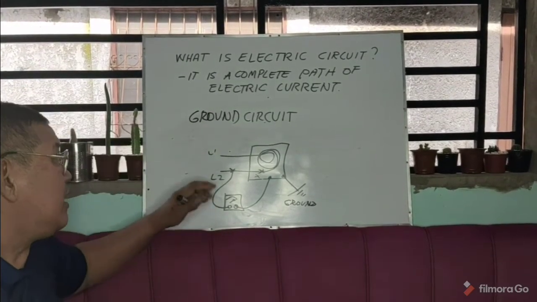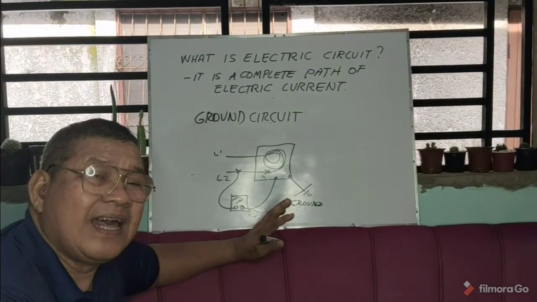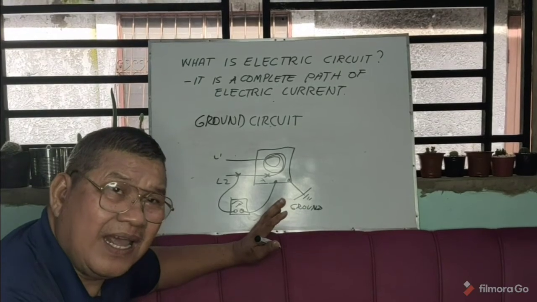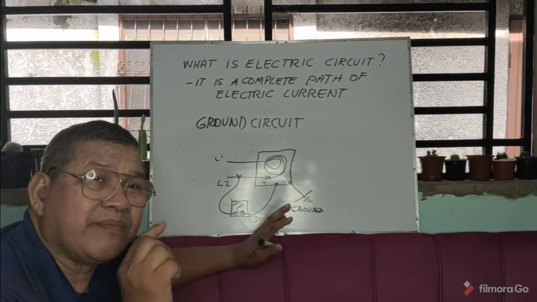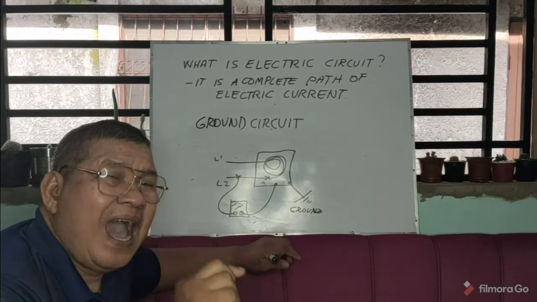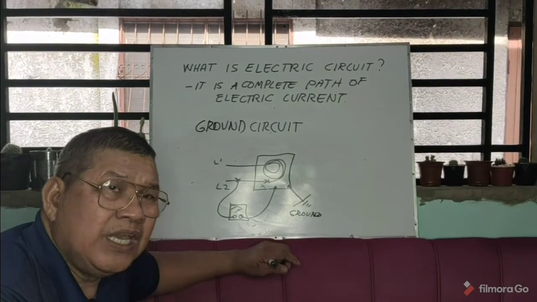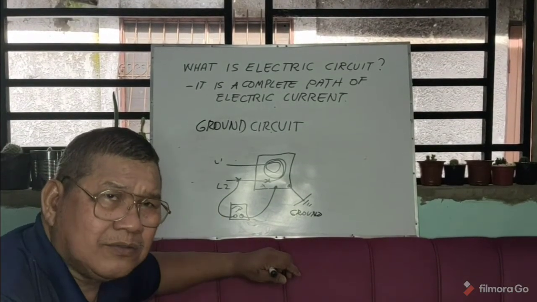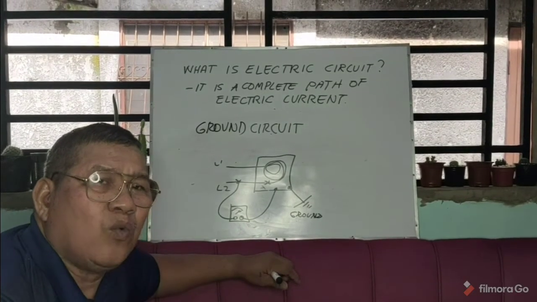Then we have the two circuits, the parallel and the series circuit. The parallel are connected across the line, meaning to say each terminal of the consuming device is connected to line 1 and line 2. If one lamp goes out, or if one device is defective, still the rest are working.